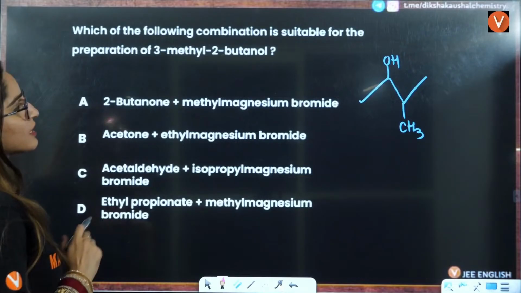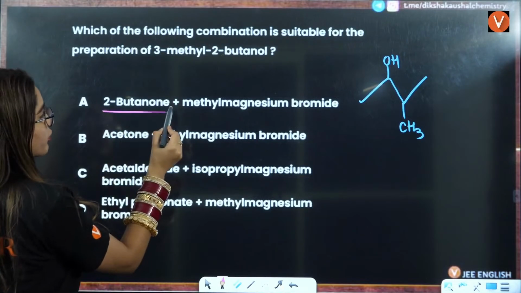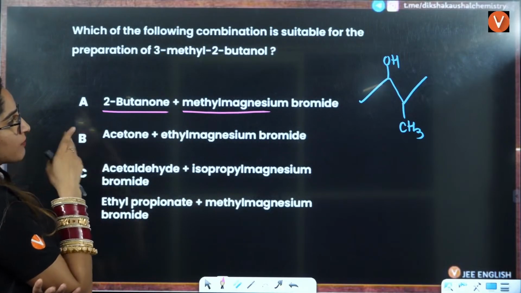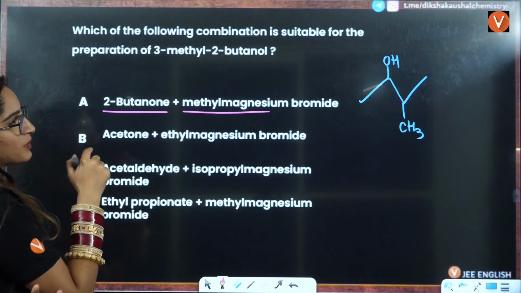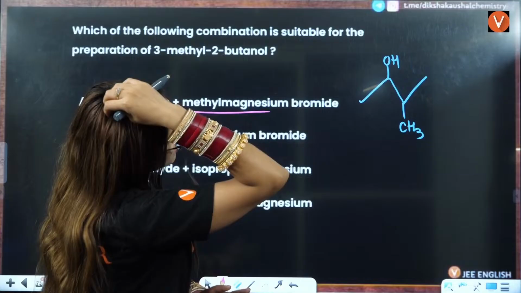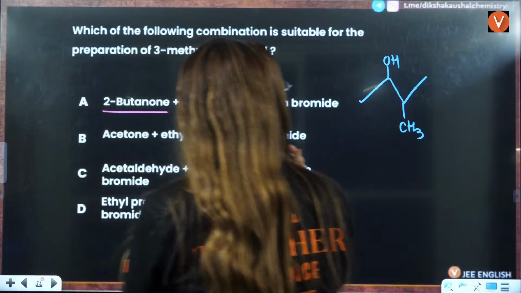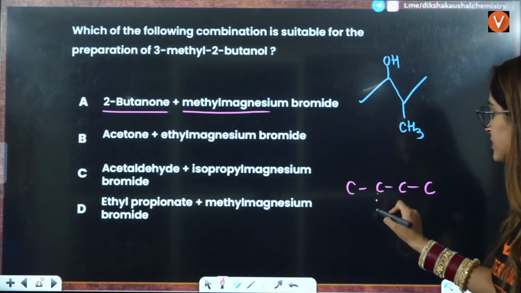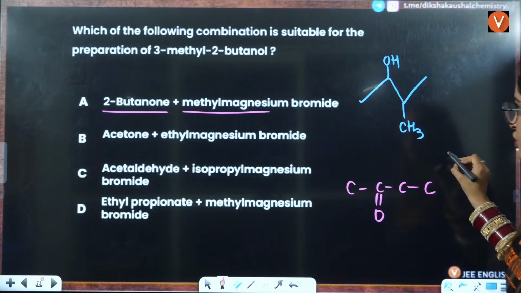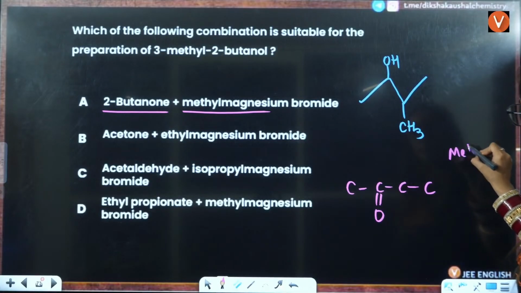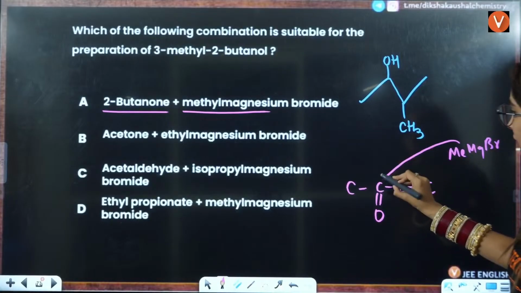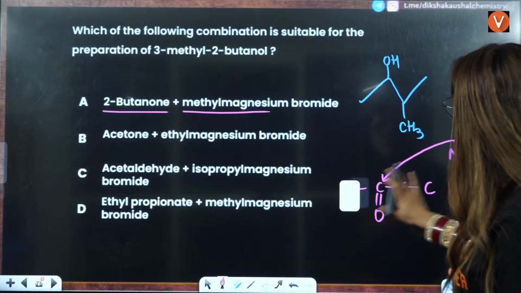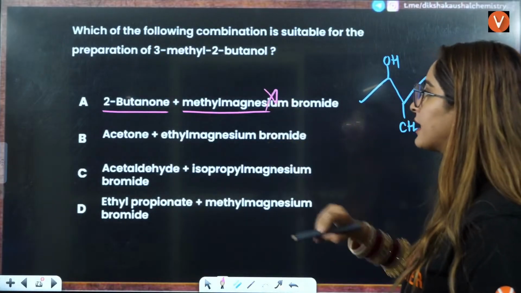Now they are saying what can be formed here if you have 2-butanol plus methyl magnesium bromide. Then it is not possible because, wait a minute, then also it is possible? Or not? No, it is not possible. See, if you have 2-butanol, you have this thing here, right? If you have MeMgBr, that is going to attack here. So OH and CH3 will be on the same position. And here OH and CH3 are not on the same position. So this is not the correct way.